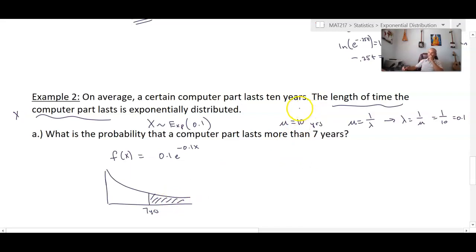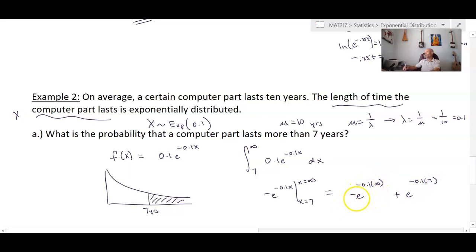Well, there's a couple of different ways. We could integrate out to infinity. So we can say that we want to know the area from 7 to infinity of 0.1 e to the negative 0.1x dx. We know that the antiderivative is going to be negative e to the negative 0.1x from x equals 7 to x equals infinity, not 8, but infinity. And so that will be negative e to the negative 0.1 times a very, very large value minus negative, or plus, e to the negative 0.1 times 7.